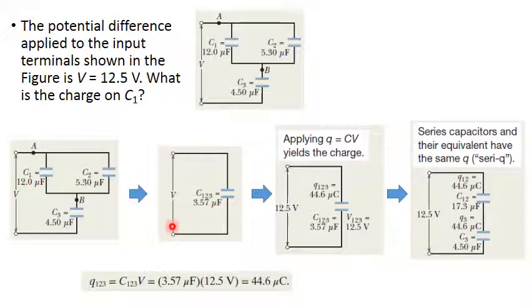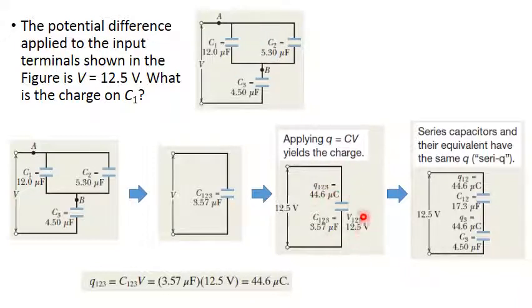So based on this, we can obtain the charge on the equivalent capacitor. The voltage here is 12.5. So 12.5 multiplied by 3.57 microfarad would give the value of charge Q here. This charge is Q123, which is the total charge for the equivalent combination of the capacitors.